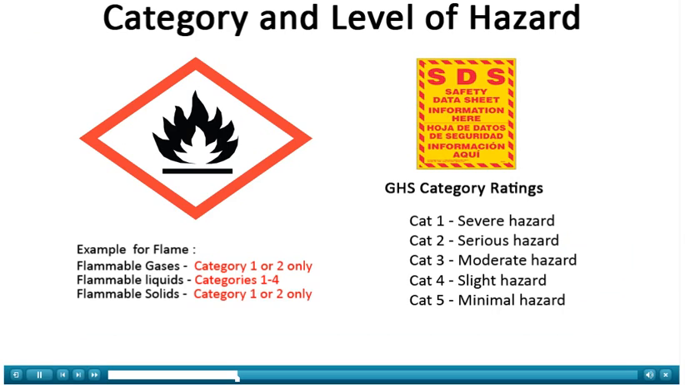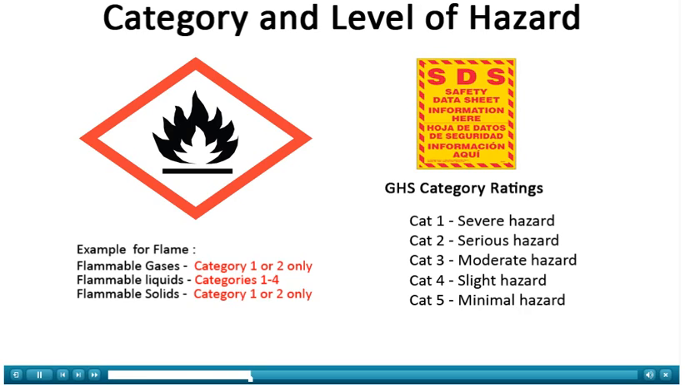Category and level of hazard. As stated, under the new GHS requirements for labeling of hazardous chemicals, pictograms will be required on all chemical labels. It's important to remember additional hazard statement information can be found in the new safety data sheet format in Section 2. Here is an example of a pictogram for flames shown on Section 2 of a safety data sheet. Below this pictogram is corresponding hazard statement information.